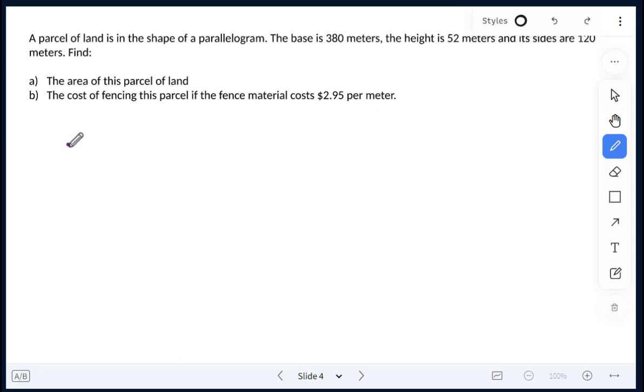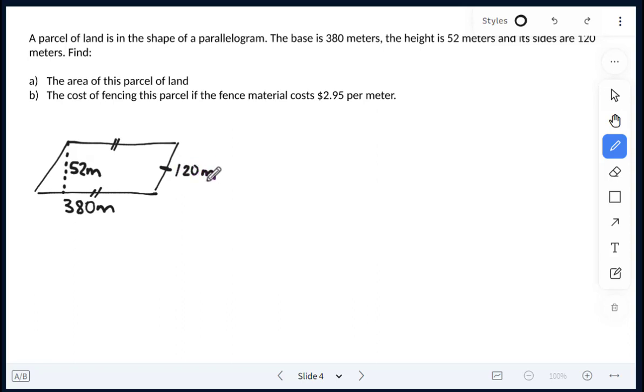So it's a parallelogram, so it's like a tilted rectangle. So there's a parallelogram. We're told that the base is 380 meters, so this is the base. And this is how we have the height, like this. The height is 52 meters, so that goes right in there. And then our sides are 120, so we know these two are going to be the same as 380 meters. And then this side is 120 meters, which will be the same as that side. All right, so go ahead.